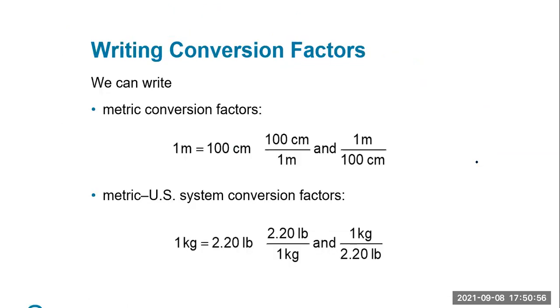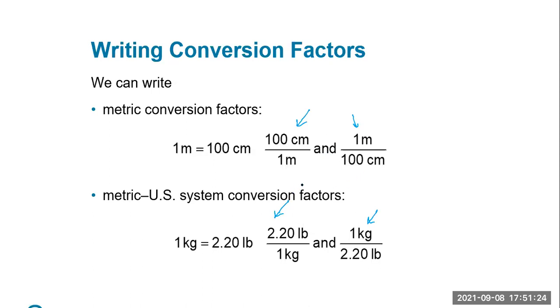So again, just looking at some of these things that we talked about in terms of writing conversion factors. From any of those equalities, we get two conversion factors. So 1 meter is 100 centimeters. We will do our two conversion factors, basically our fractions. And here again, we'll look at our two conversion factors.